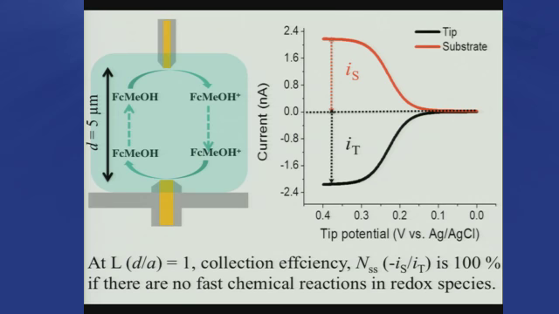Now, if I take a very stable compound like ferrocene methanol, and I look at the voltammogram at the tip, here's the oxidation of ferrocene methanol at the tip. Nice one. And at the same time, I collect that at the bottom electrode. So here's the voltammetry at the substrate, the reduction. Then I get a nice symmetrical figure. The current at the tip equals the current at the substrate because the collection efficiency, N, is 100%. I substrate over I tip.